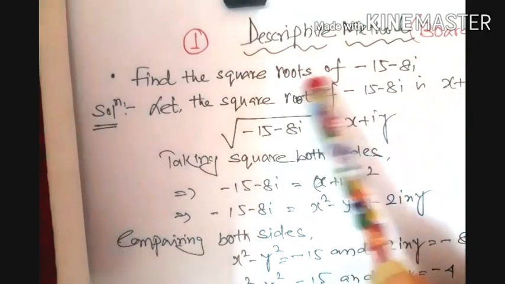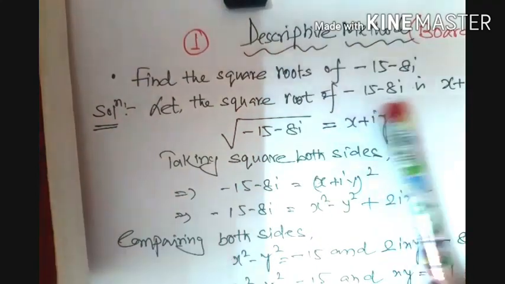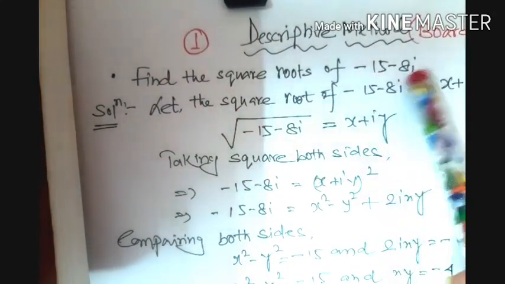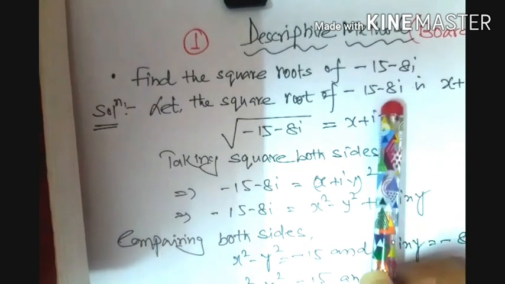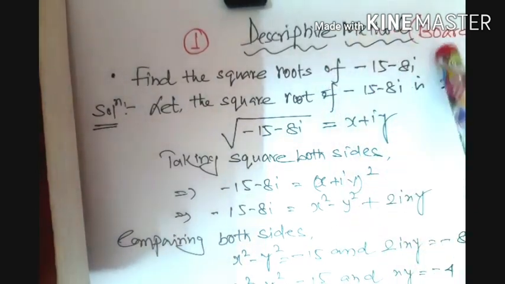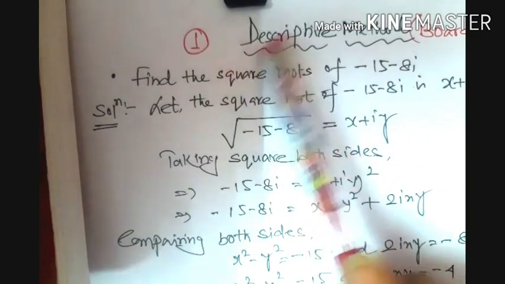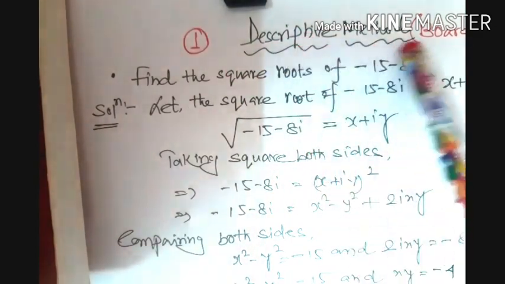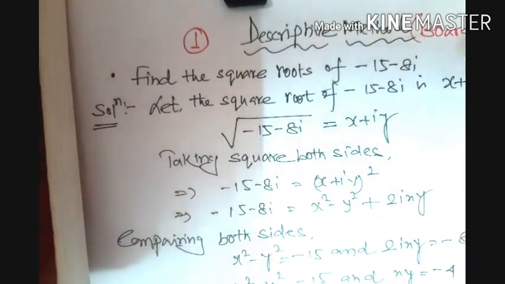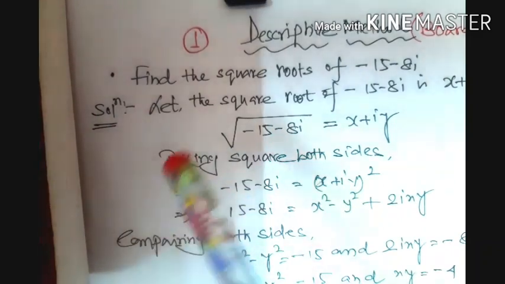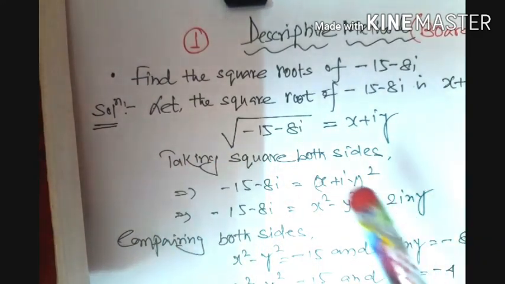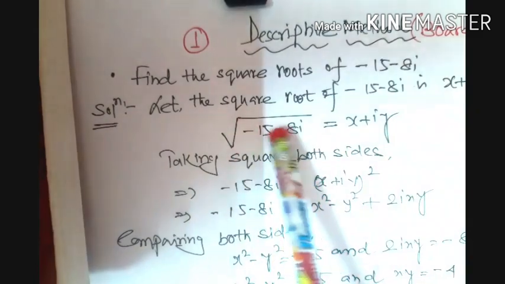Okay students, as an example we have taken one complex number, minus 15 minus 8i. Now we want to find the square root of this complex number. So here we are using the first method, that is the descriptive method, specially for boards, and in your textbook you used to see this method only. So find the square root.